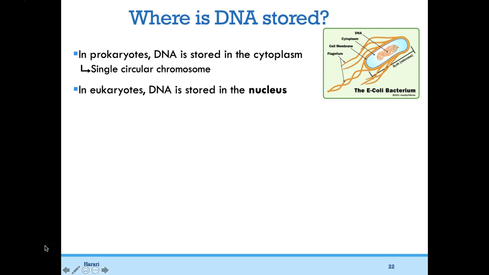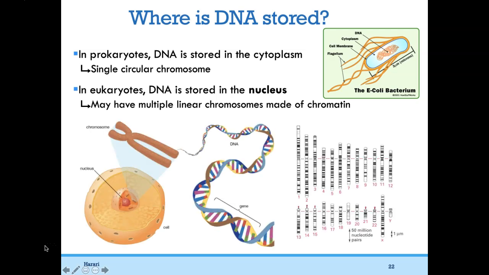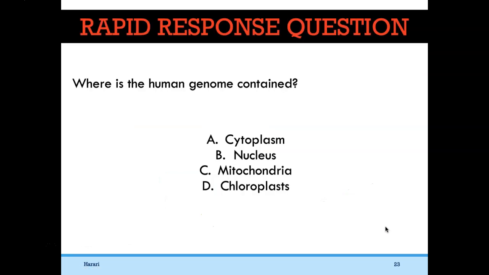In eukaryotes, we have a nucleus that protects DNA, and eukaryotes have multiple linear chromosomes made of chromatin. All right, so DNA gets wrapped up into chromosomes, and it's found in the nucleus of eukaryotic cells. For example, in humans, we have 23 pairs of linear chromosomes. So you can pause here, and the answer is B, the nucleus. Where is the E. coli genome contained? The answer is A, the cytoplasm.